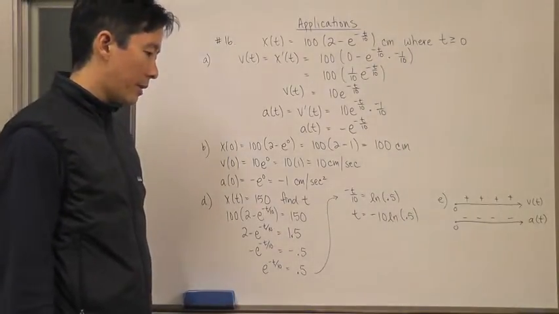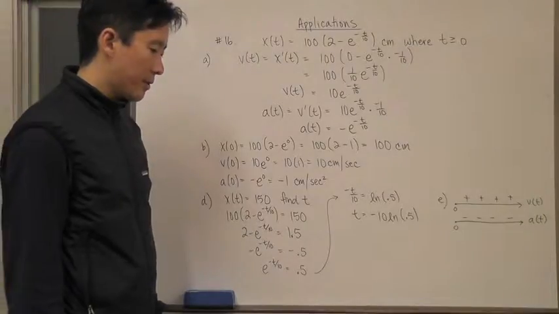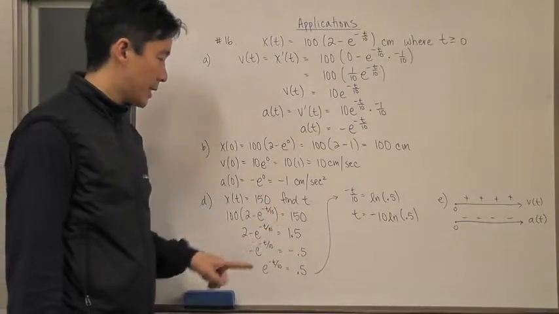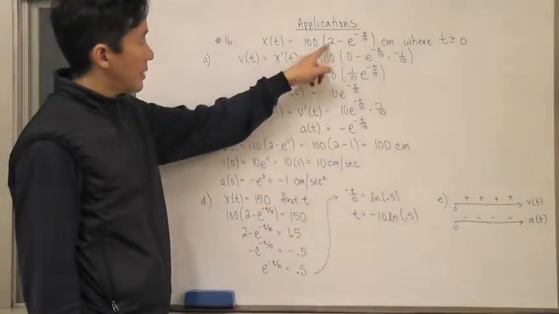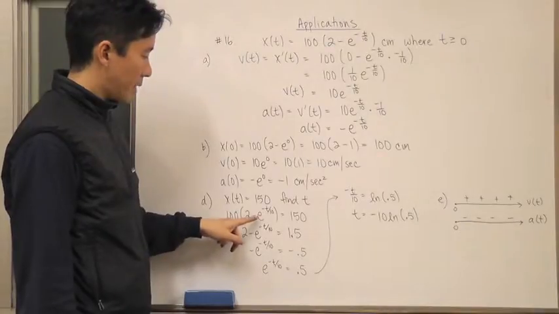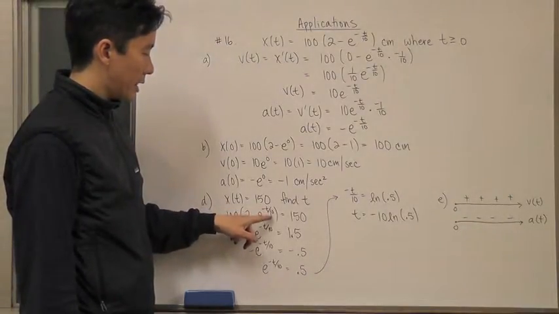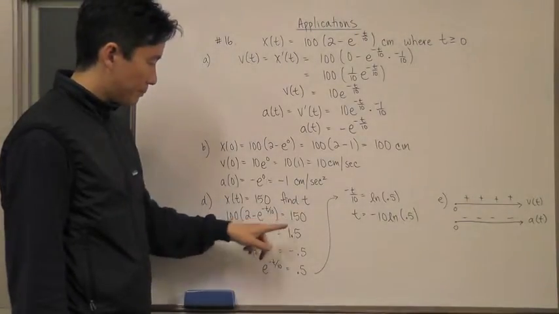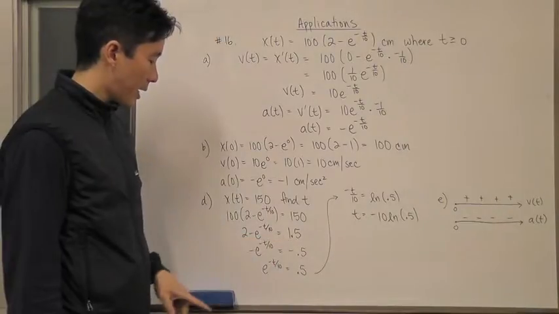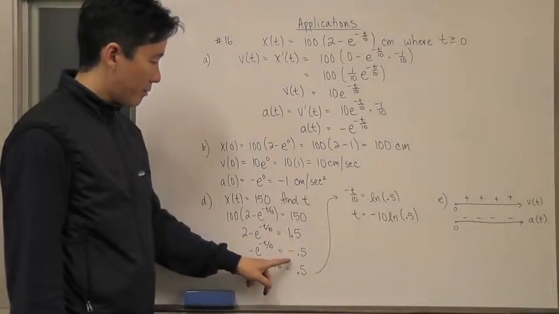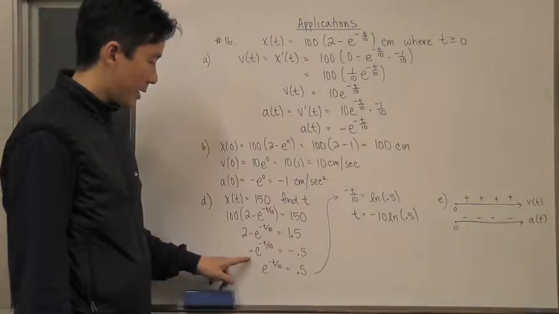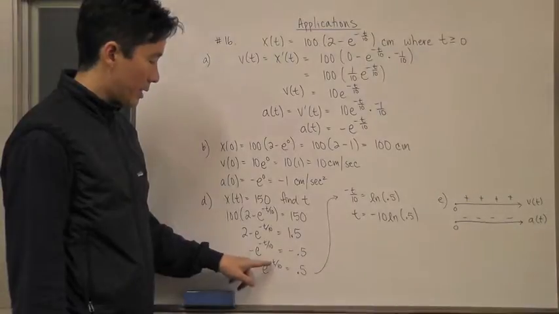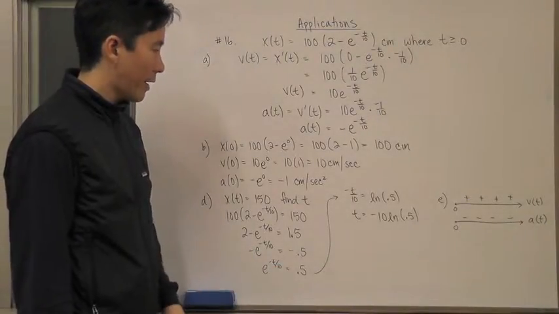Now it says find t when x of t is equal to 150. We know x of t is 100 times 2 minus e to the negative t over 10, and we want that to be equal to 150. If we divide everything by 100, that becomes 1.5 on this side. If I subtract 2, we come out with negative 0.5 on that side. If I multiply both sides by negative 1, I come out with e to the negative t over 10 equal to 0.5.